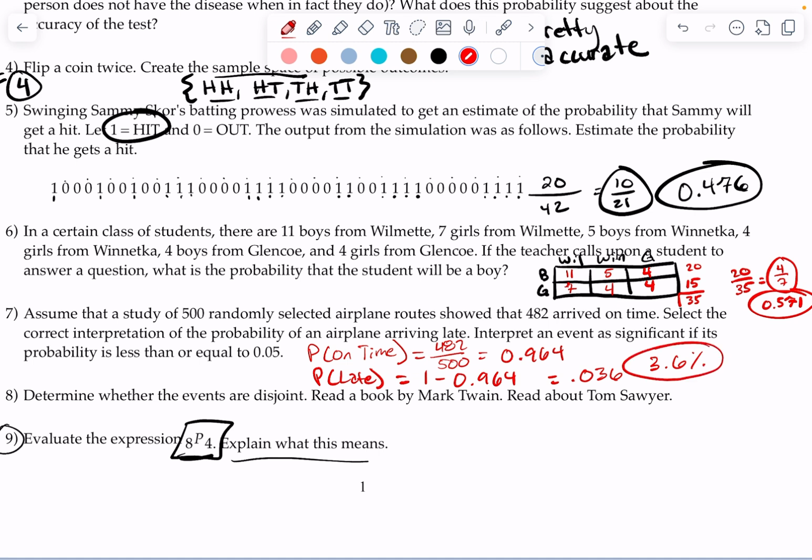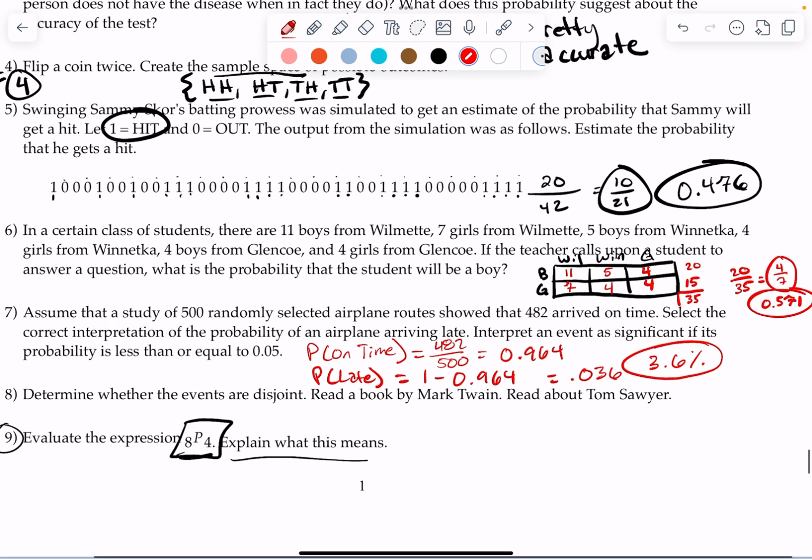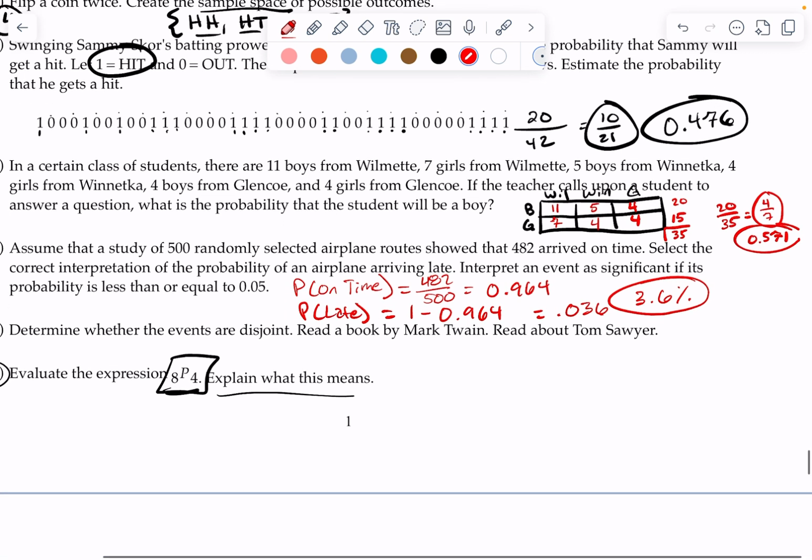So is that a significant event? It is happening less than 5% of the time. So it would be significant. Yes, significant. And I'm going to say significantly rare because maybe that will make more sense to you. It's significantly rare for it to happen that a plane is late. I hope that maybe instead of using the word significant, you can use the word rare because that's what significant basically represents.